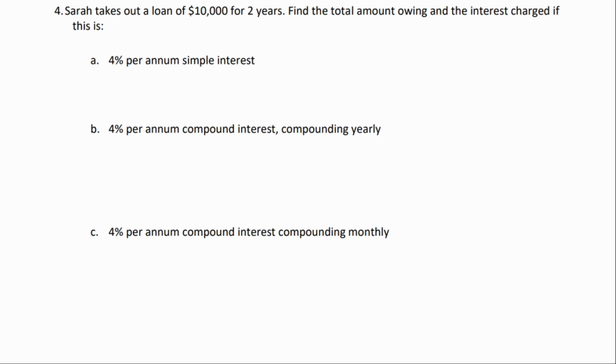Alright, now moving on to question 4. Sarah takes out a loan of $10,000 for 2 years. Find the total amount owing and the interest charge if this is firstly 4% per annum simple interest. So here we're just going to use the simple interest formula. I equals PRT over 100. So substitute those values in to find I. Principal is 10,000. Rate is 4, time is 2 over 100, and that will give you a value of $800.